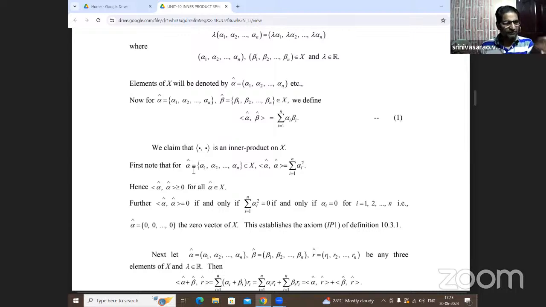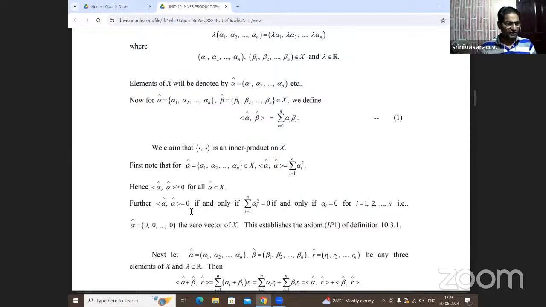Suppose we take one of the vectors, alpha. That vector can be denoted alpha_1 up to alpha_n. This vector is also in the given vector space or linear space. For the positive definiteness part, the inner product of alpha and alpha can be written as the summation of alpha_i squared, where i varies from 1 to n. According to the positive definiteness condition, the inner product of alpha and alpha is greater than or equal to 0. That is the first property of an inner product.